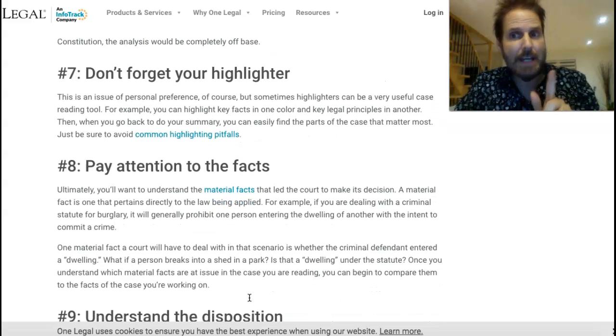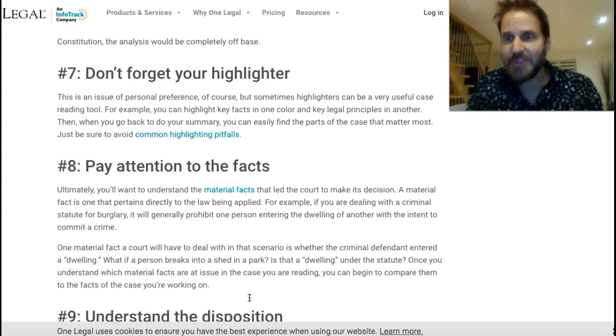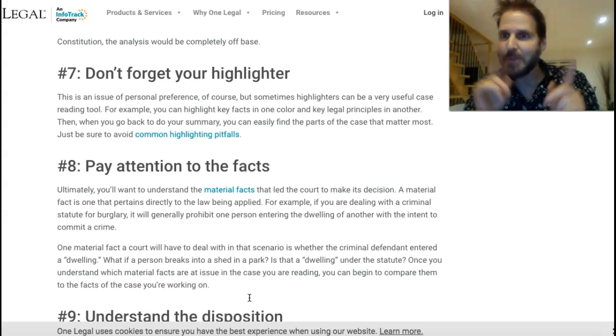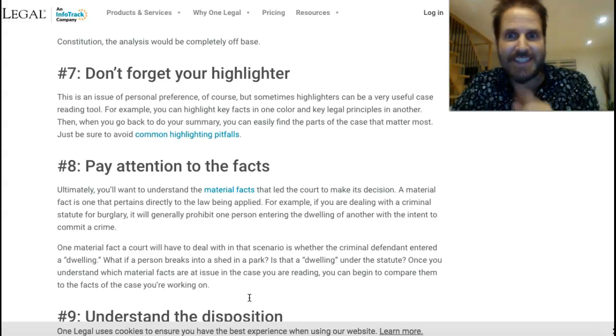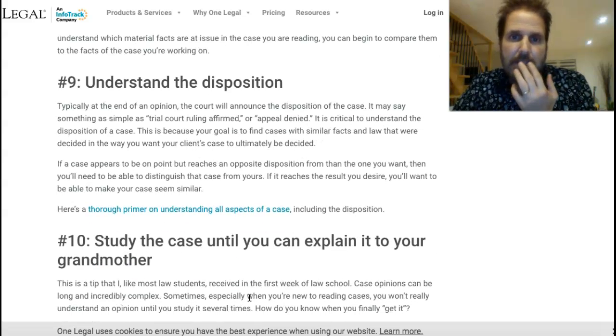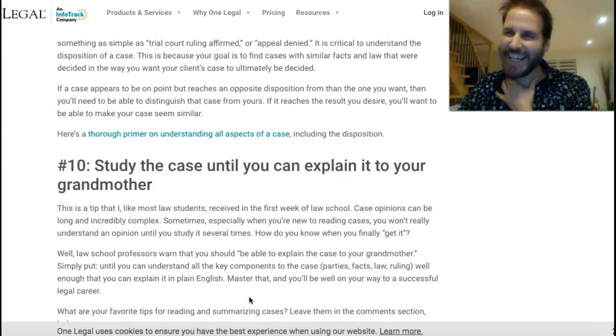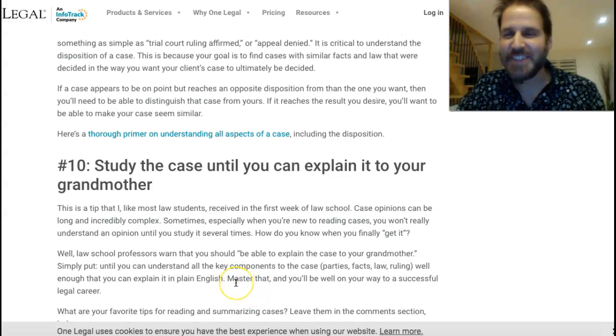Pay attention to the facts. The facts is, for me, it's the juicy part. It's the story. I love stories. A beautiful opportunity for you to practice your verb tenses. Understand the disposition, and study the case until you can explain it to your grandmother. Okay, I thought that was cute.